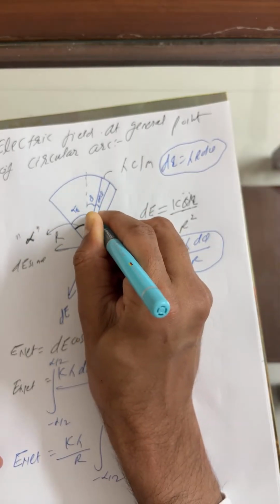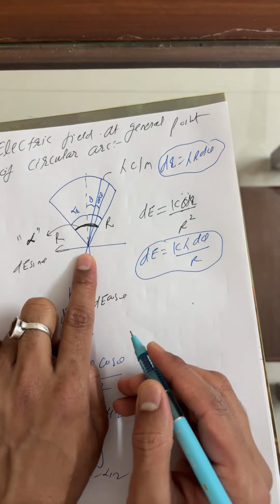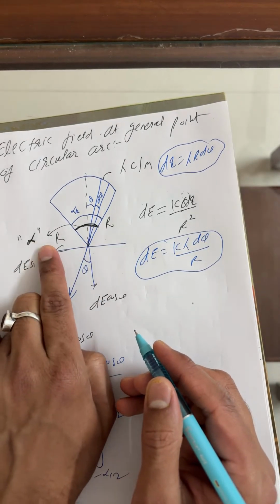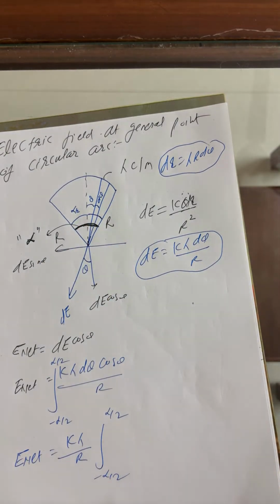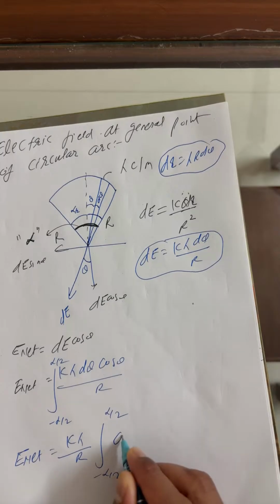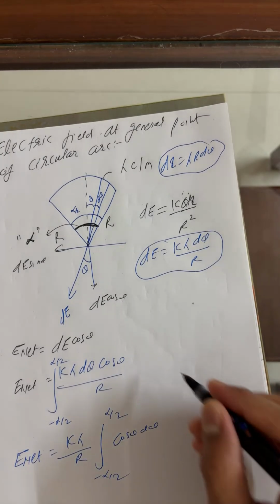Alpha by 2. This angle is what? That means you can take the origin here. So this side is beta minus alpha by 2, and this side is beta plus alpha by 2. So this is cos theta d theta, right?